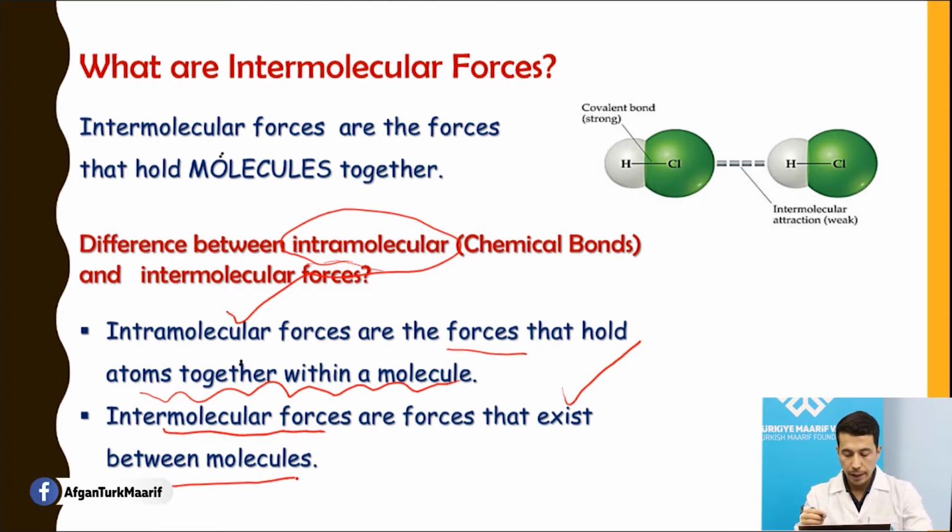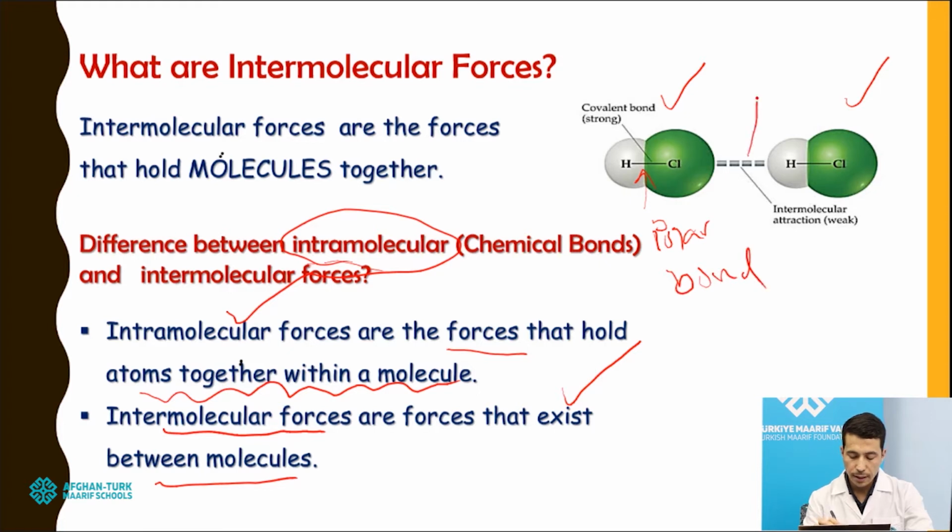Let me show you in the diagram. You can see that this one is a molecule of HCl. The line you can see between them is the polar chemical bond. And this one is the intermolecular force that is present between the hydrogen chloride molecules. So intermolecular forces are present between molecule and molecule, and intramolecular force, also known as chemical bonding, is present inside the molecule. That's the thing that bonds an atom with another atom to make a molecule.